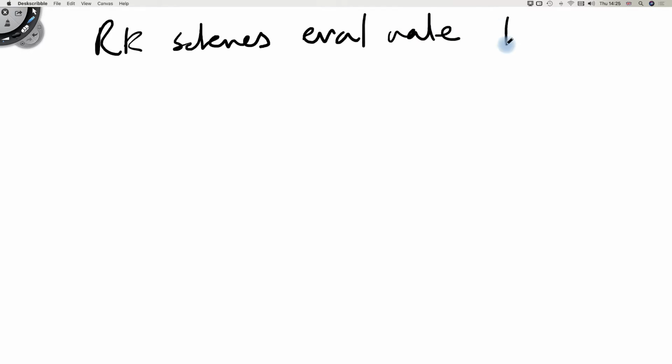So RK schemes evaluate f within or at the end of the time step.